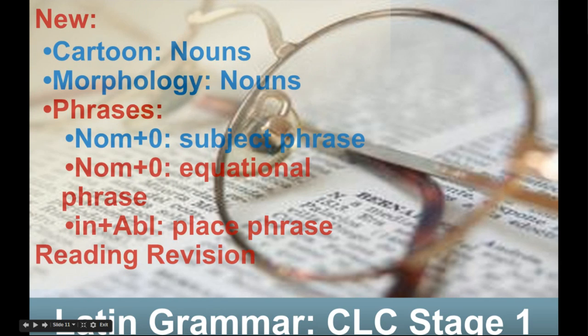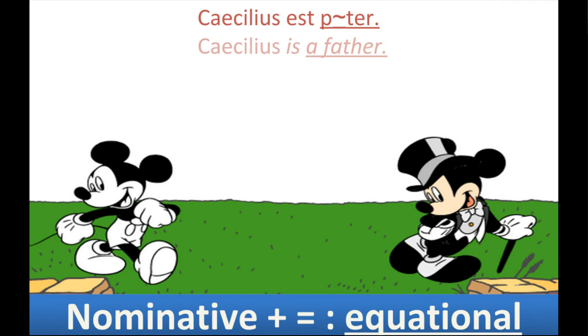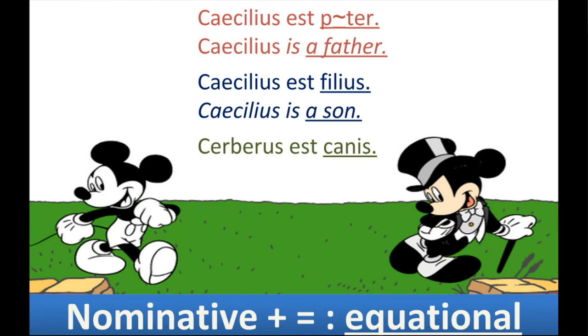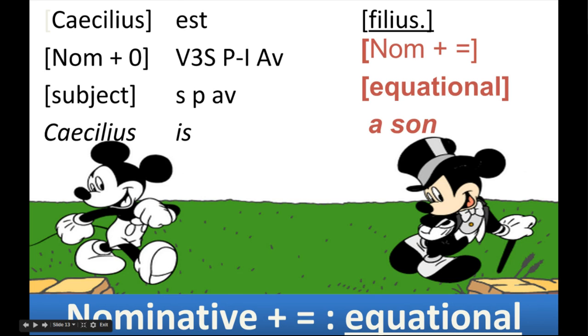Moving forward, besides the nominative subject phrase, you can also use the equational phrase. Caecilius est pater. Caecilius is a father. Caecilius est filius. Caecilius is a son. Cerberus est canis. Cerberus is a dog. So when you have that is verb, an equal sign, what's on one side of the equal sign has to be on the other side of the equal sign. Nominative subject is, and then you have a nominative equational phrase. Clemens est servus. So here we have est. Whenever you see est, look for an equational phrase or a positional location phrase, which we'll talk about in a second. Caecilius is, nominative plus equational, a son.